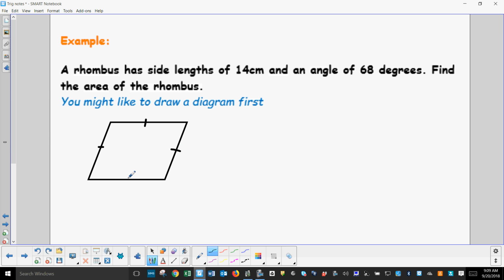Nice. So we've got side lengths of 14, so we've got 14, and we've got a 14 going on here. The others are obviously 14 too. And an angle of 68 degrees. Which one? I just put anyone, to be honest. But 68, is that an acute or an obtuse angle? Acute, yeah. So just make sure you pop it where the acute one is, because it makes a bit more sense.